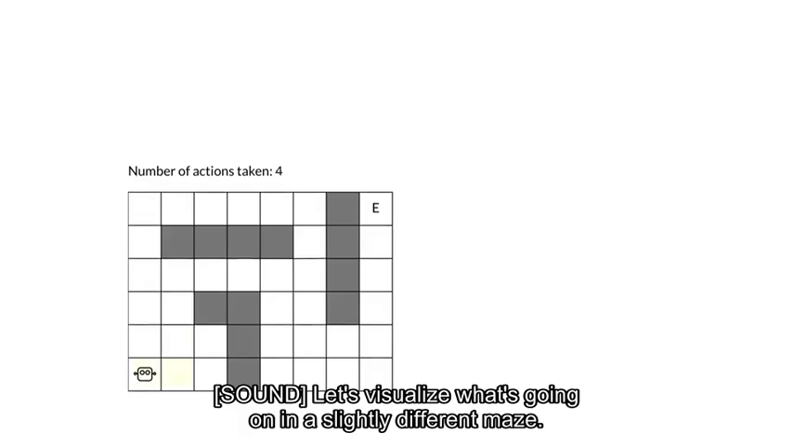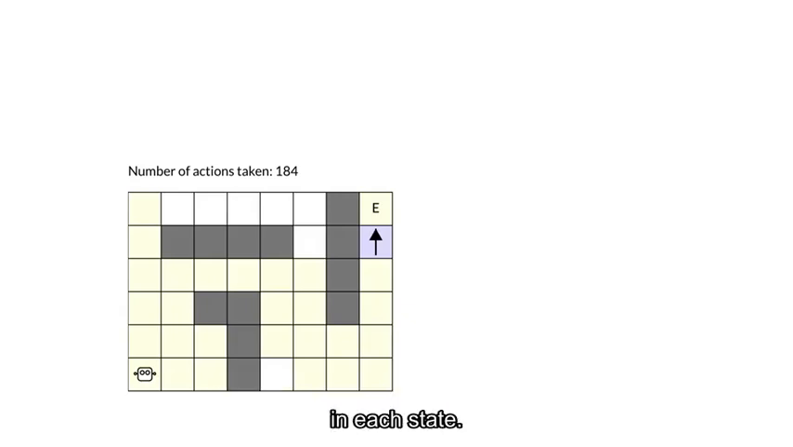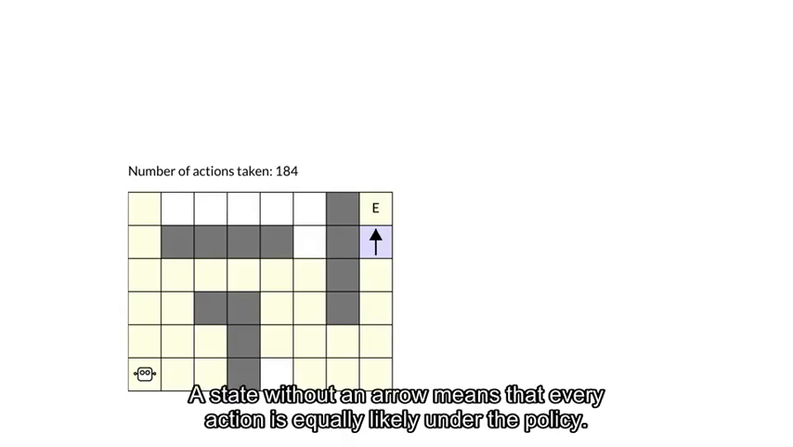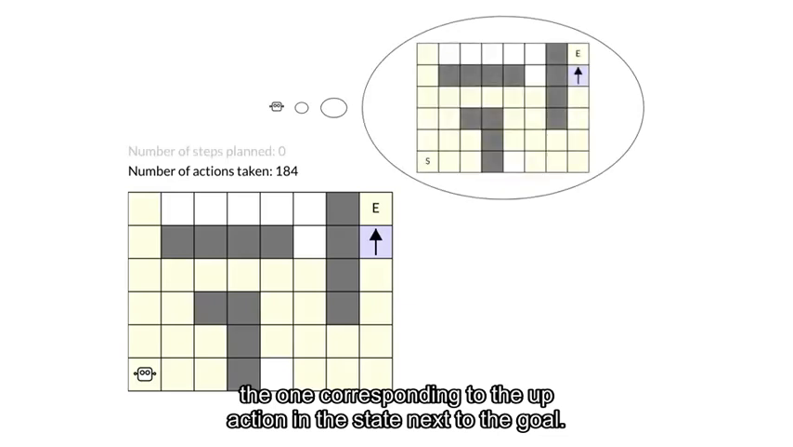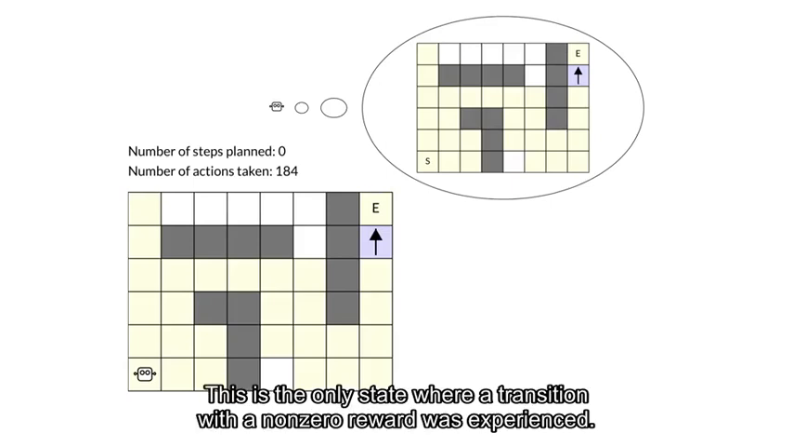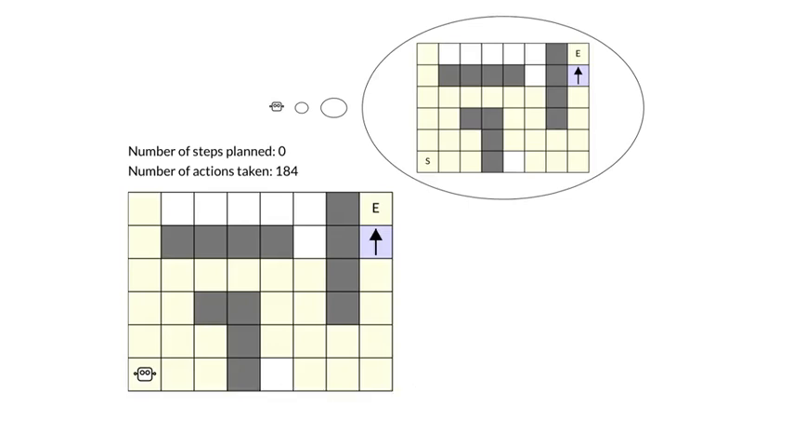Let's visualize what's going on in a slightly different maze. We use an arrow to show the greedy action according to the estimated value in each state. A state without an arrow means that every action is equally likely under the policy. After 1 episode, Q-learning updates just 1 action value, the one corresponding to the up action in the state next to the goal. This is the only state where a transition with the non-zero reward was experienced. It would take several more episodes to bootstrap this state's value back to other nearby states.